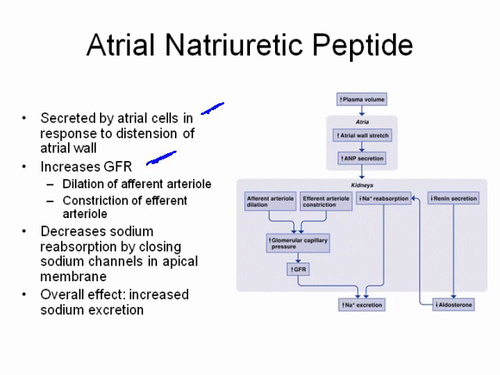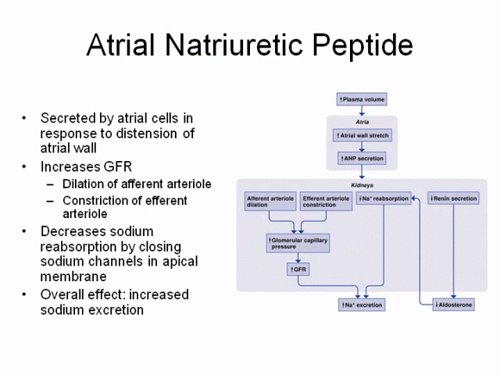So it increases glomerular filtration rate by dilating the afferent arteriole and constricting the efferent arteriole. It decreases sodium reabsorption by closing sodium channels in the apical membrane. And the overall effect is an increase in sodium excretion. Again, if you think about the idea, here's the abbreviation for sodium, Na, and uresis means urine. So we're putting more sodium in the urine.